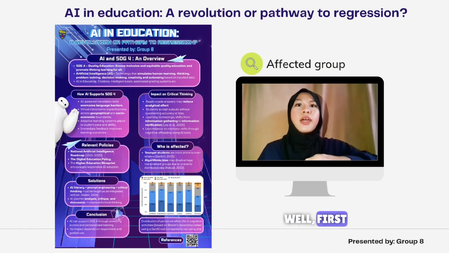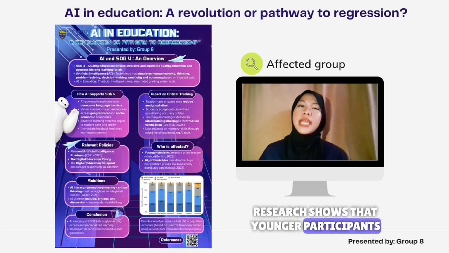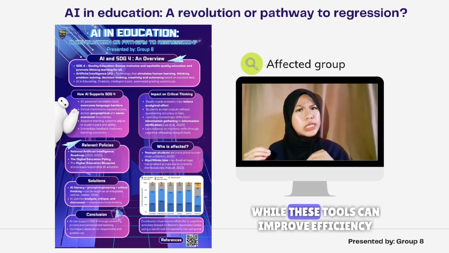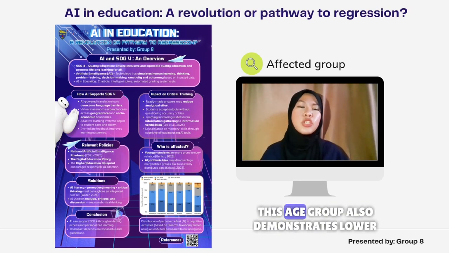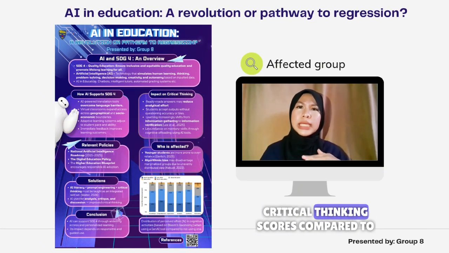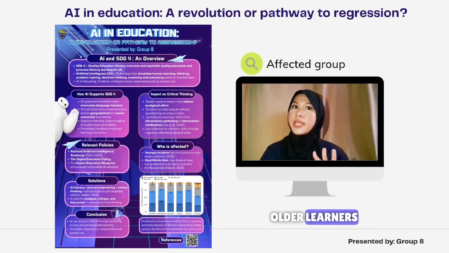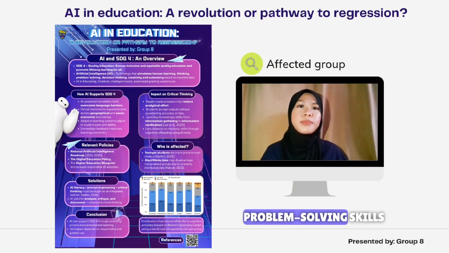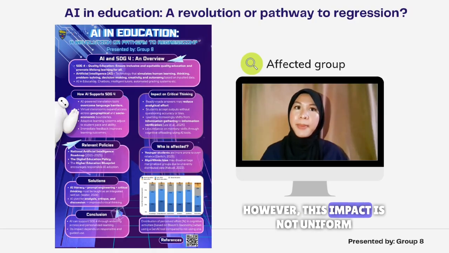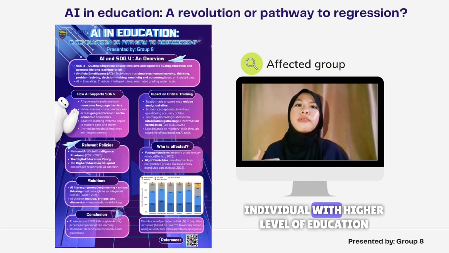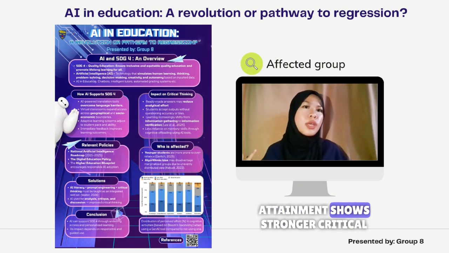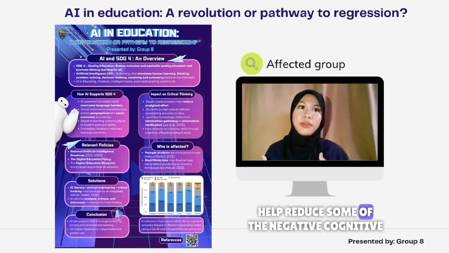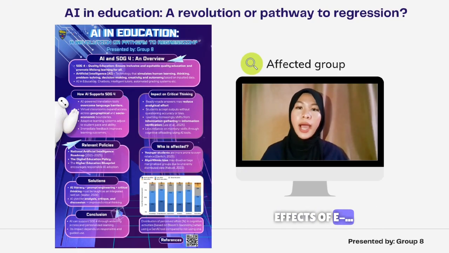Well, first, research shows that younger participants aged 17 to 25 tend to rely more heavily on AI tools. While these tools can improve efficiency, this age group also demonstrates lower critical thinking scores compared to older learners. This suggests that overdependence on AI may weaken essential thinking and problem-solving skills. However, this impact is not uniform. Individuals with a higher level of educational attainment show stronger critical thinking, indicating that education can help reduce some of the negative cognitive effects of AI reliance.